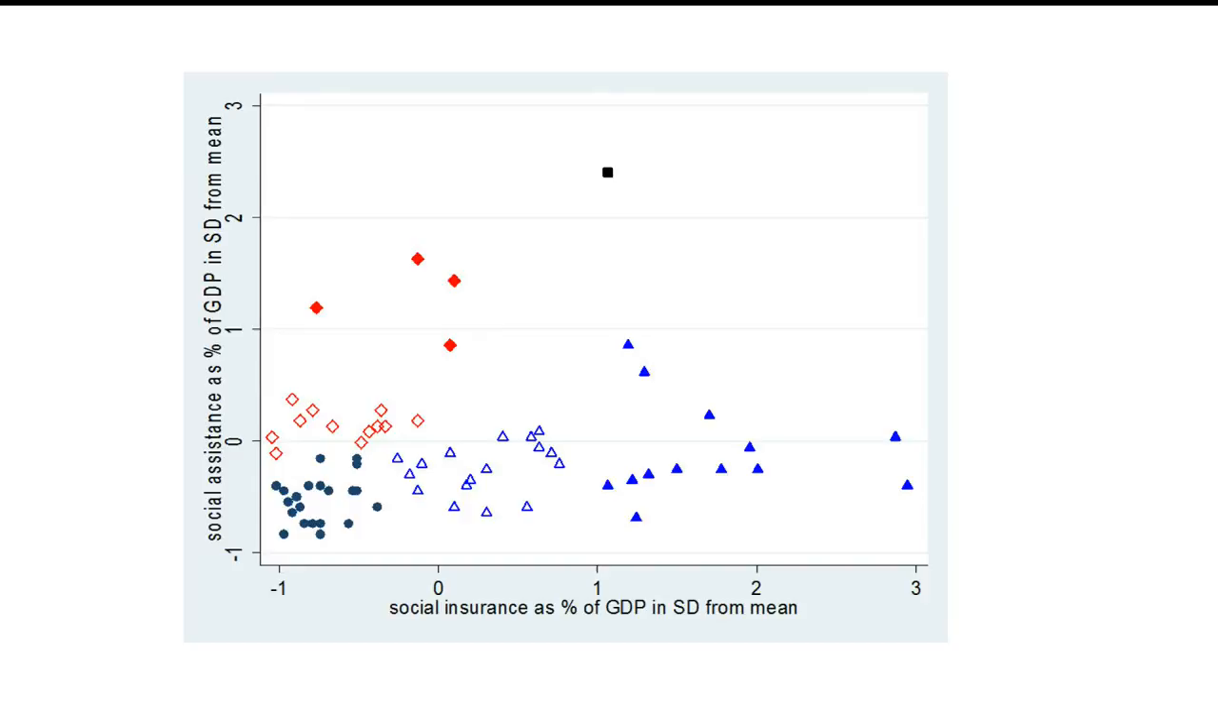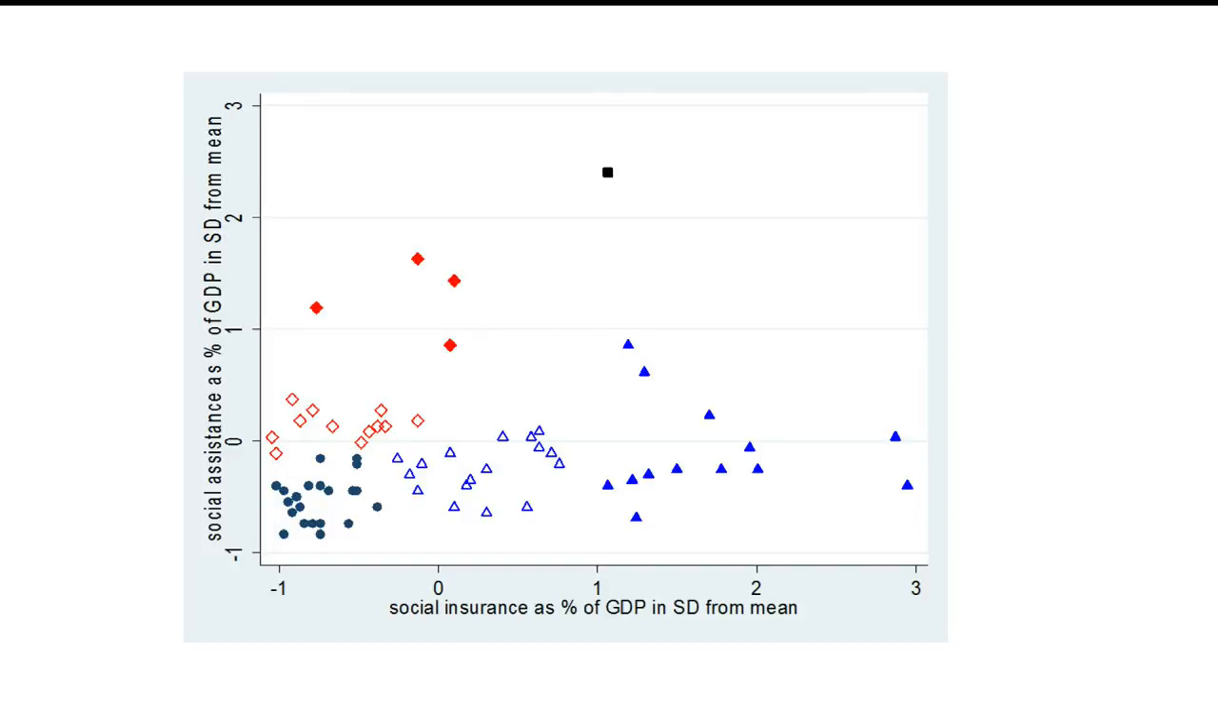Well, I label them like this: we have workerist regimes, which are going across from the bottom left across to the right. So as they spend essentially more on workers, they move in that direction. And we have pauperist regimes, which are moving up, spending more on social assistance and generally not very much, certainly relatively, on social insurance.